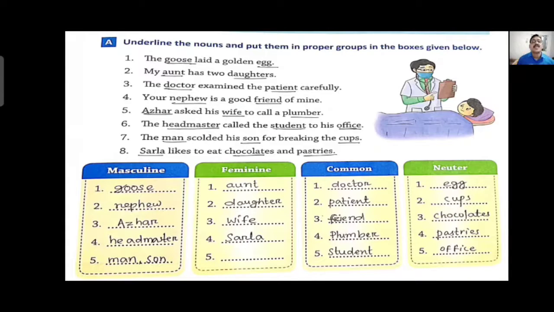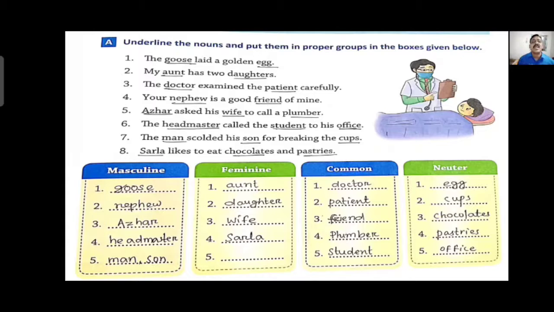Fifth one, Azhar asked his wife to call a plumber. Azhar is a male, boy or man, so it is written in masculine column. Plumber is a common name. It can be used for both male and female, so plumber is common gender. And wife, female, that's why it is feminine gender.